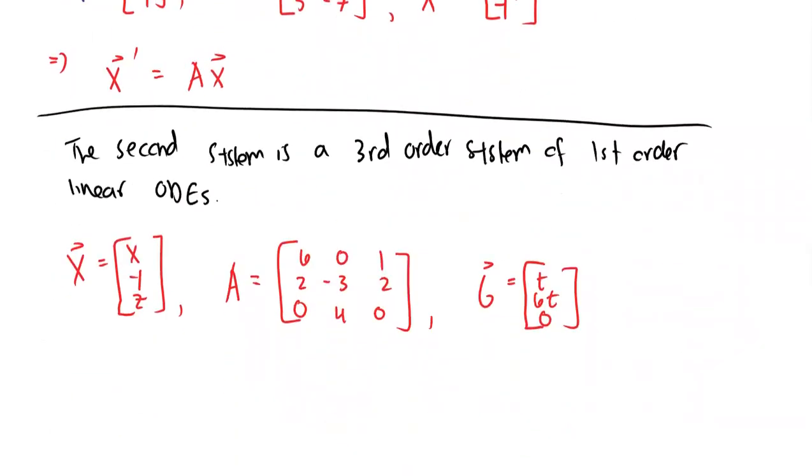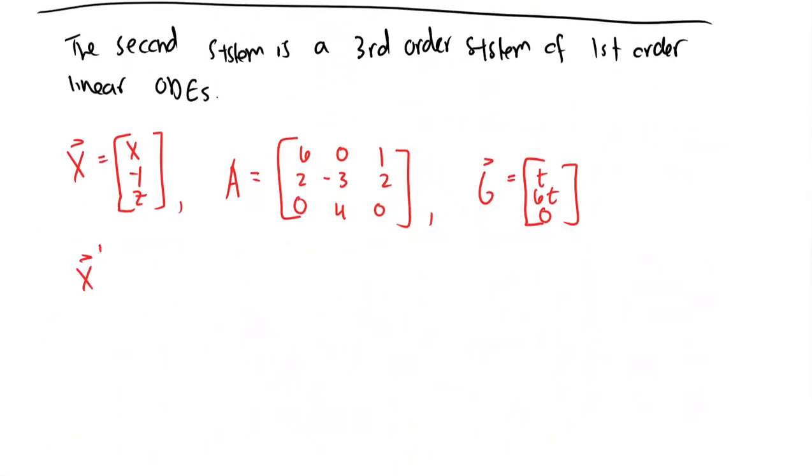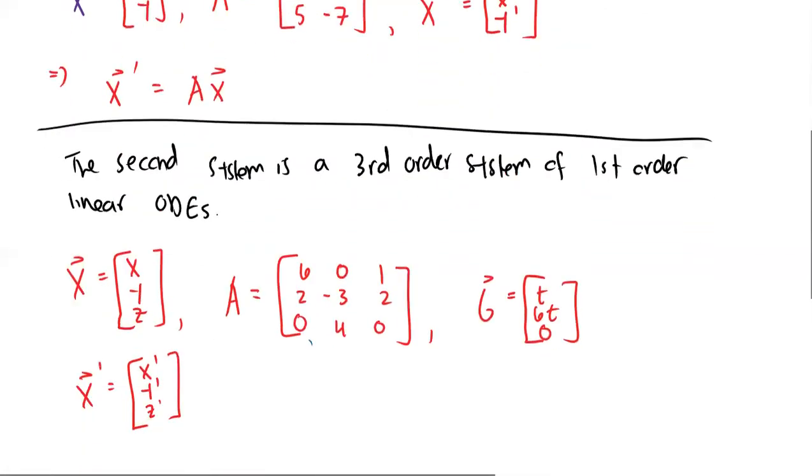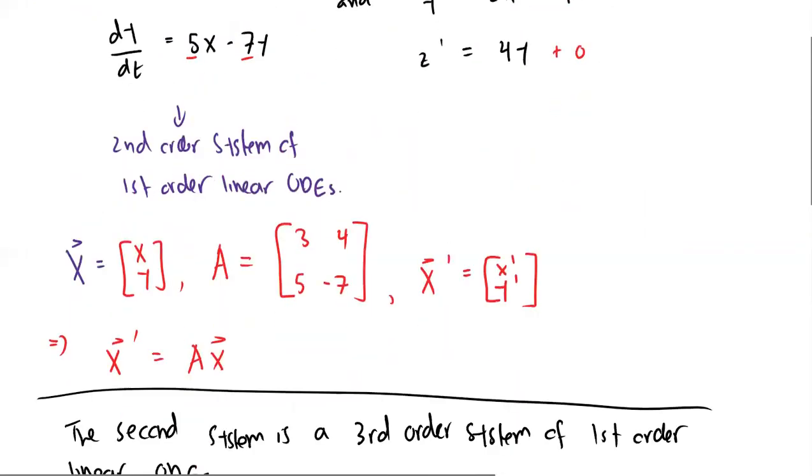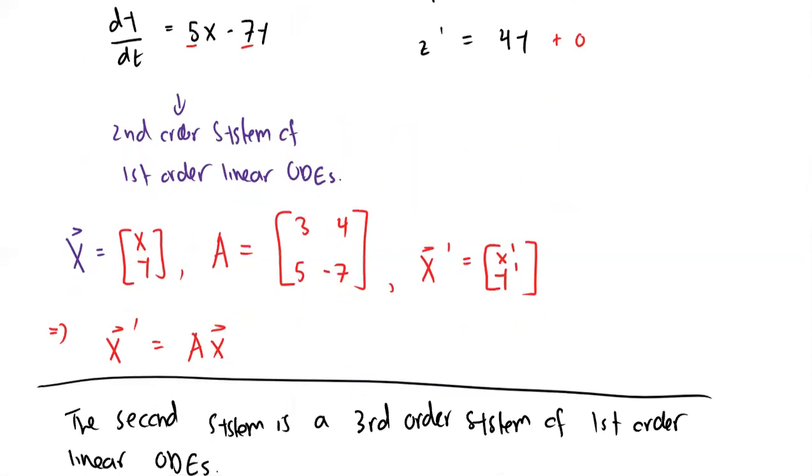Again, our x prime is just the vector with derivatives of the entries in x. So we're going to have x prime, y prime, z prime. All of these derivatives are with respect to t. T is always the independent variable. So putting it all together, we can rewrite this system as x prime equals Ax plus g, where A, x, g, and x prime are given as we wrote them here.